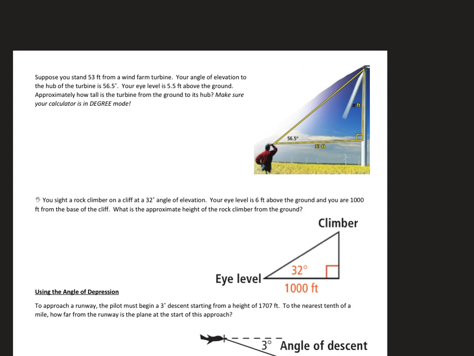Your angle of elevation to the hub of the turbine is 56.5 degrees. Your eye level is 5.5 feet above the ground. How tall is the turbine from the ground? Well, we know that we're standing 5.5 feet here. So I'm standing 5.5 feet. This is going to be x, and x is going to relate from here to my eye level. So my final height is going to be x plus the 5.5. So x plus 5.5 is going to be the height from the ground to the hub.